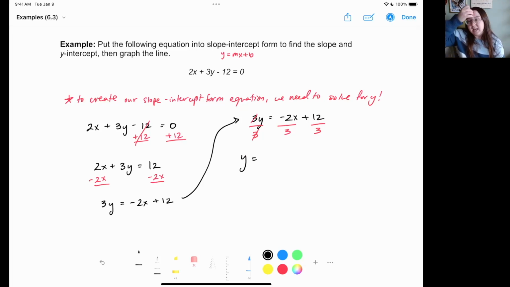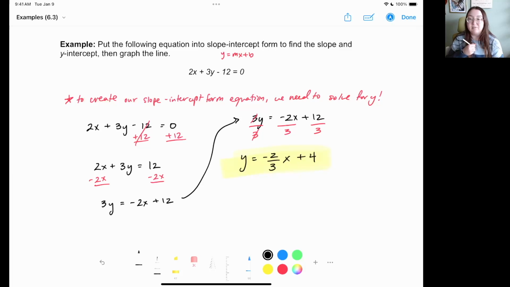And now we have negative 2 over 3. Negative 2 over 3 doesn't really simplify, so it's going to stay that way. We're going to have negative 2 over 3, and then there's an x. And then we have plus 12 over 3, and 12 over 3 simplifies to 4. So we get y is equal to negative 2/3 x plus 4. So this is our equation in our slope-intercept form.